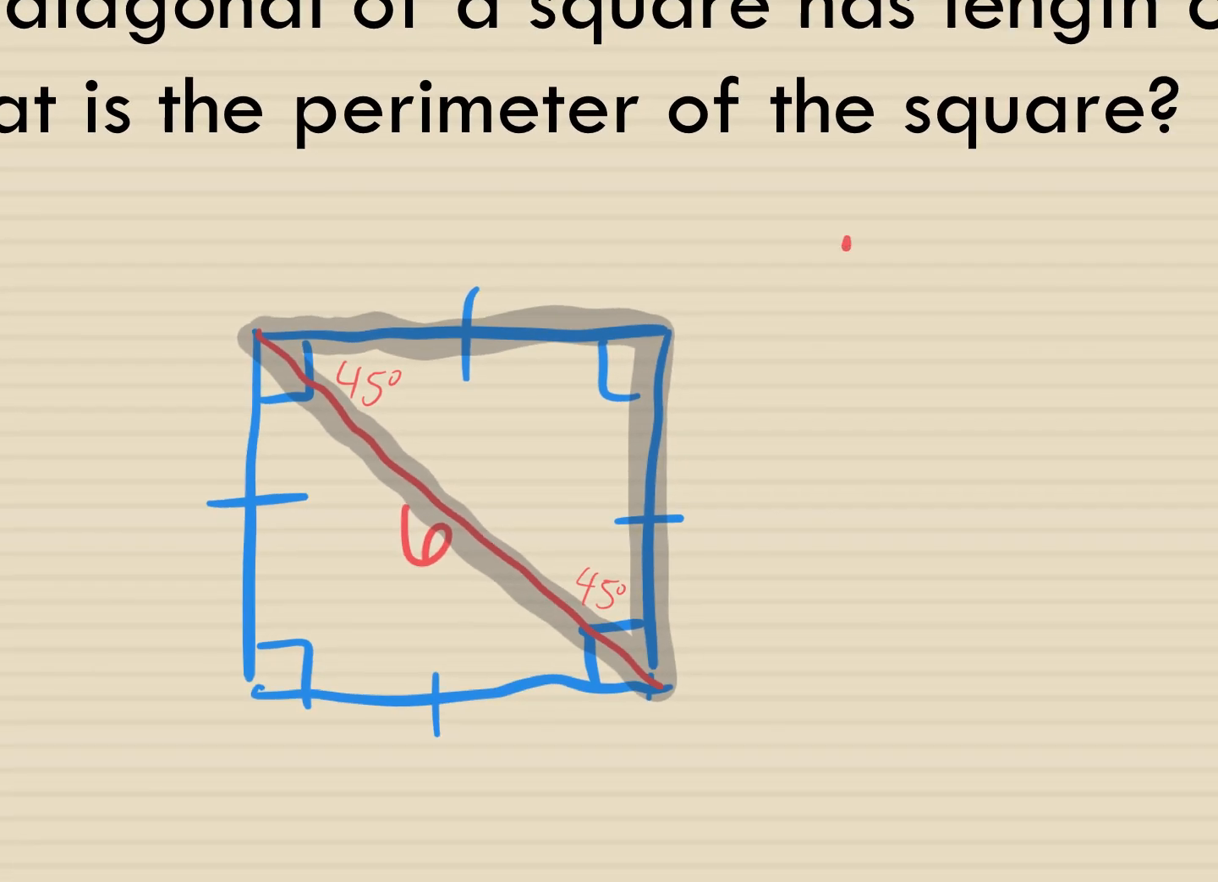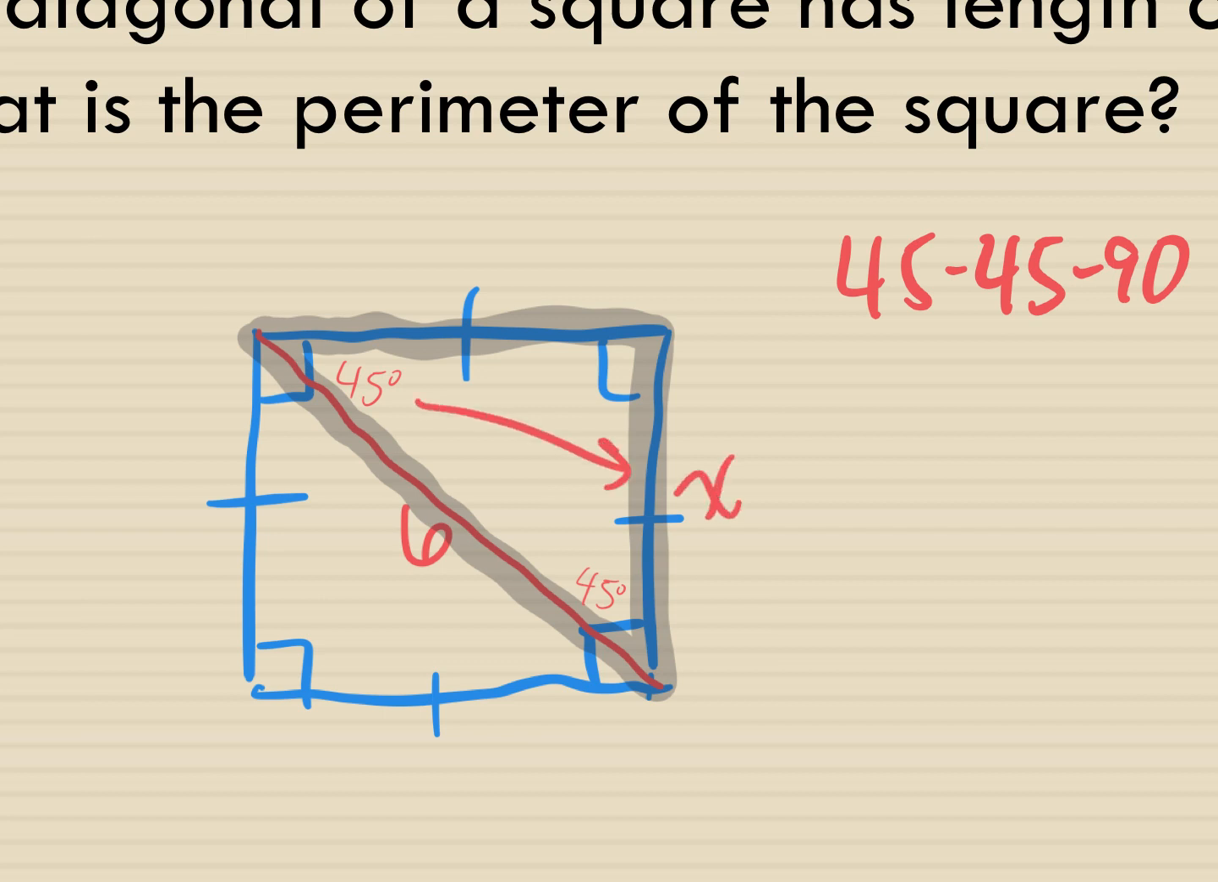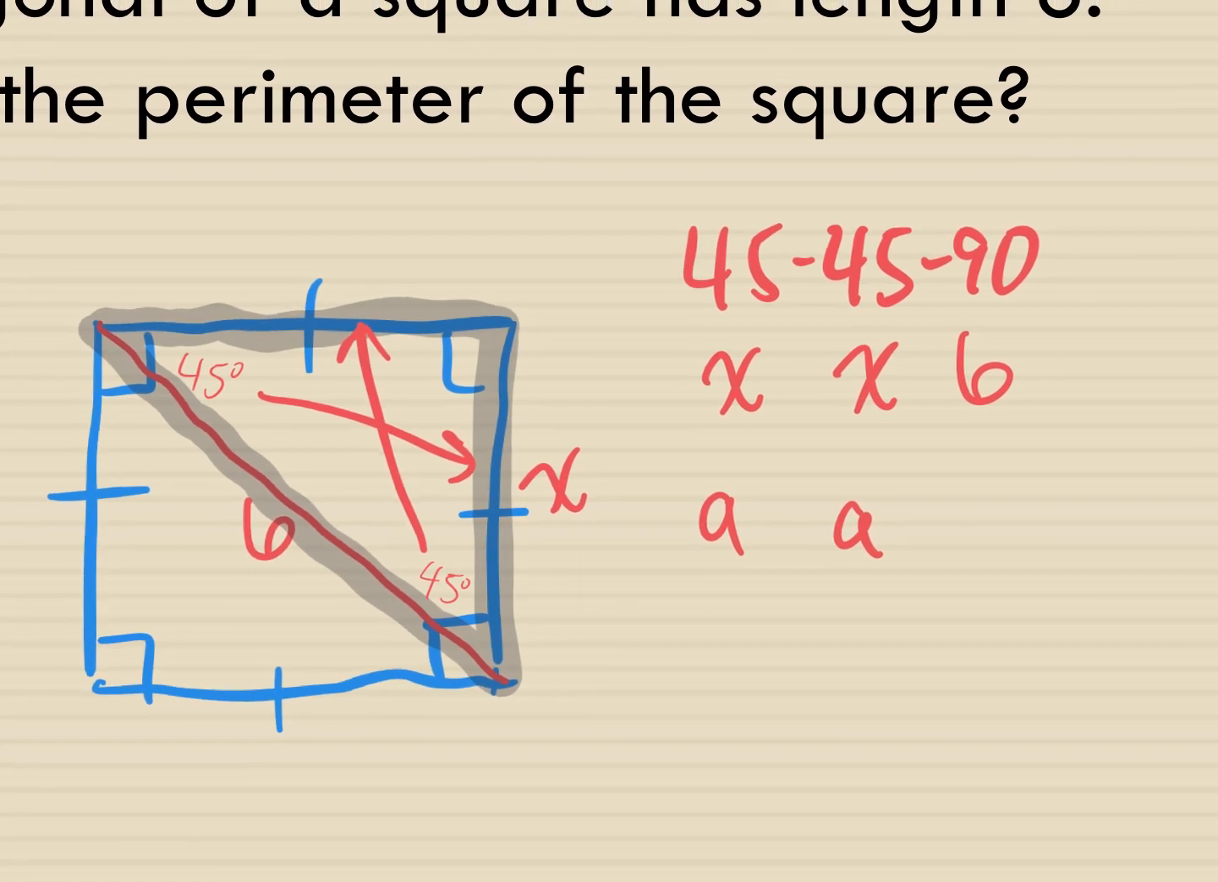So let's write down, we're dealing with 45, 45, and 90. What goes opposite the 45s? X, right? Because that's an unknown value. So we're going to put X and X. What's opposite the 90? 6, because that's your hypotenuse. Now, underneath that, do you guys agree it should be A, A, and what's the last one? Square root of 2 times A.